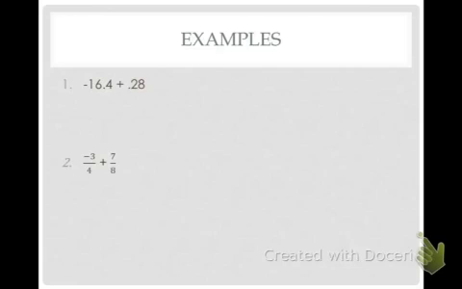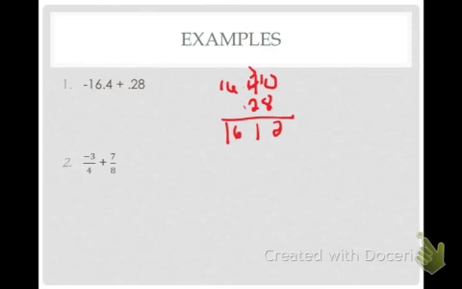So in this problem 1, we want to line up our decimal point. So 16.4, 0.28. Notice the signs are different, so we're going to be subtracting the numbers. We fill in with a 0 here. Go ahead and subtract. Bring the decimal straight down. Keep the sign of the bigger number, so it'll be negative 16.12.